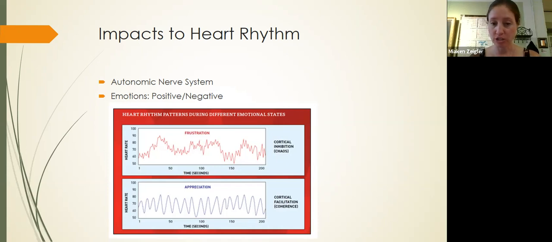So again, we go back to your heart can influence your cognitive function. Not only can it help regulate your emotions, but it impacts your ability to think clearly. It impacts your concentration, your productivity, your goal-oriented tasks, right? It's so vital in terms of how these two work together.